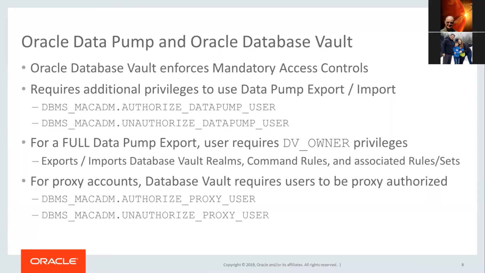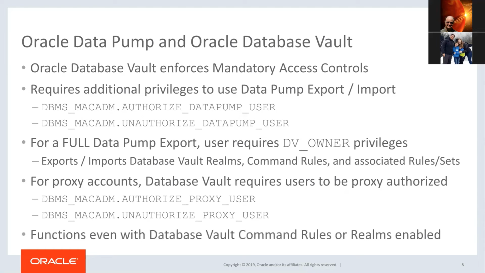And since we are going to be using a proxy account, Database Vault also requires users to be proxy authorized. So again, we're going to call our DBMS_MACADM package. We're going to call authorize proxy user. And if we don't want them to perform that export to that proxy user, we can unauthorize that proxy user. All right. And also really important is that this functions even if we have Database Vault rules in place or Database Vault realms enabled, okay?